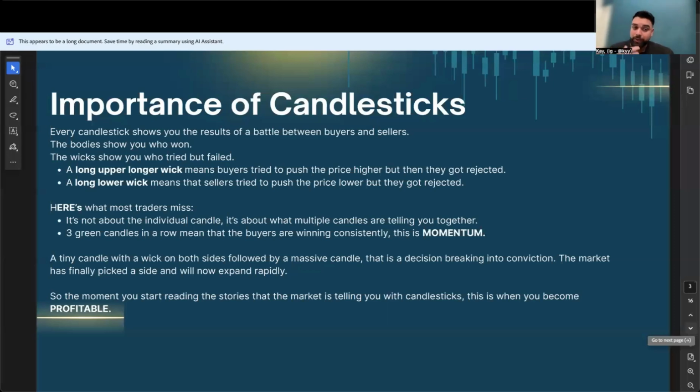The wicks show you who tried but failed. I don't know if many of you knew this, but when there's a huge wick in one direction, those people tried their best, but it didn't go in their favor and they failed. That's what a wick does. A long upper wick means buyers tried to push the price higher, but they got rejected. A long lower wick means that the sellers tried to push the price lower, but they got rejected. Either way, the wick explains that the other side did not win.